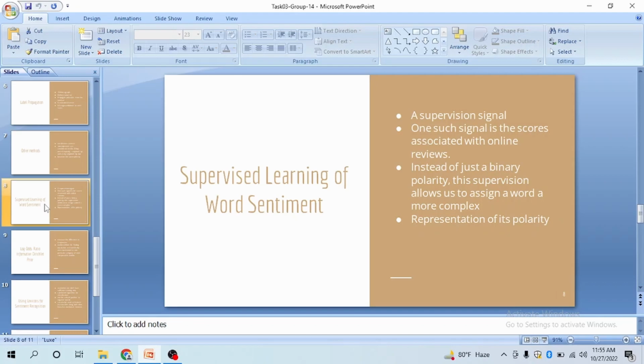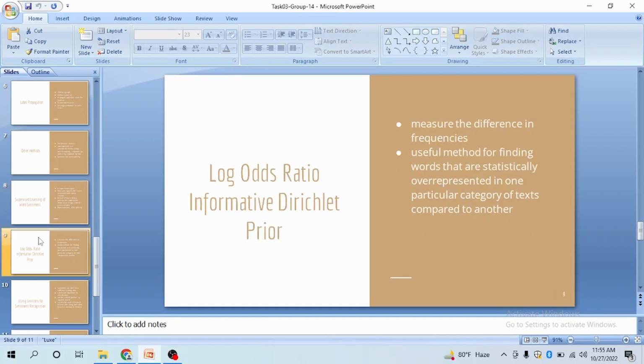So then the next we have is log-odds ratio, informative Dirichlet prior. It measures the difference in frequencies, and it is a useful method for finding words that are statistically overrepresented in one particular category of text compared to another.